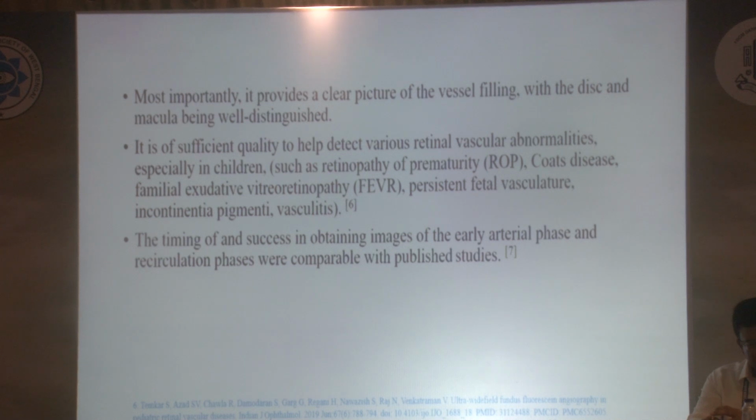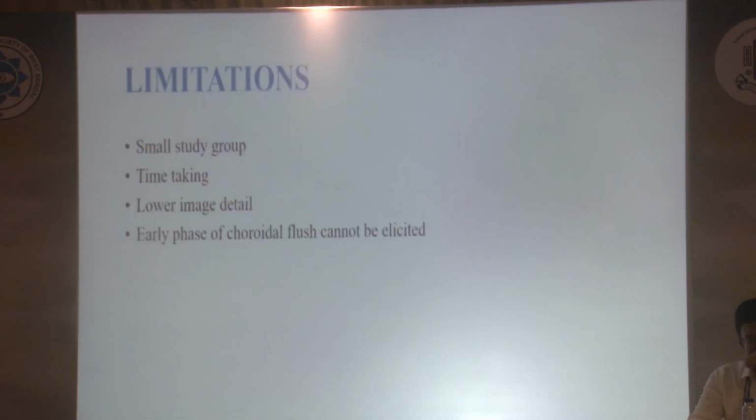It also provides a clear picture of vessel filling, with the disc and macula being well distinguished, which is of sufficient quality to help detect various retinal vascular abnormalities, especially in children, such as retinopathy of prematurity, cholestasis, etc. The time of and success in obtaining images of early arterial phase and recirculation phase were comparable with published studies.